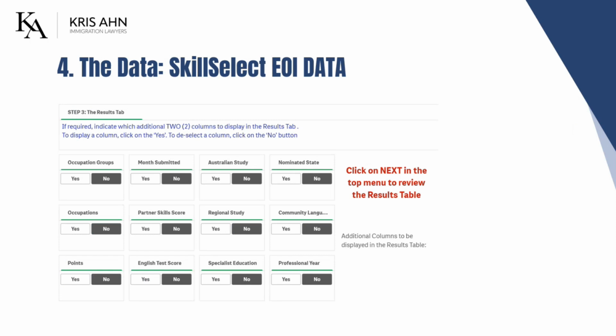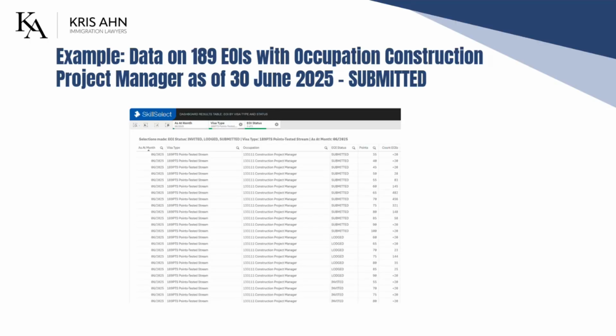Then you can look at two columns to display. For example, maybe you want to look at all of the occupations, or maybe you want to look at all of the English scores, or maybe you want to know when it was submitted, or nominated state, or points, or whatever. So you can click up to 2. Let's say, for example, in this one, what I did was I said, as a month of, this one says June 2025.